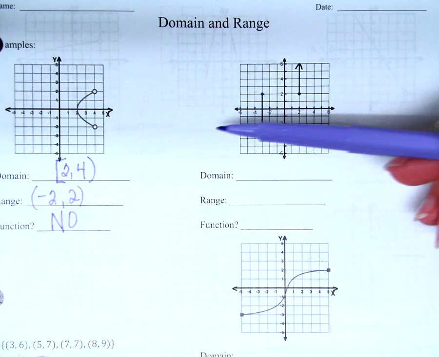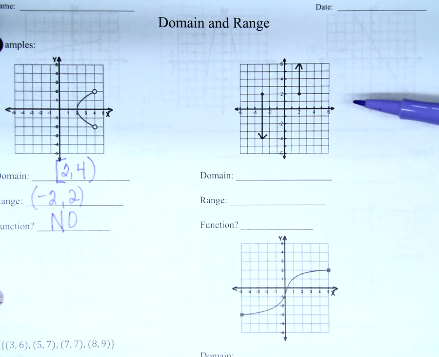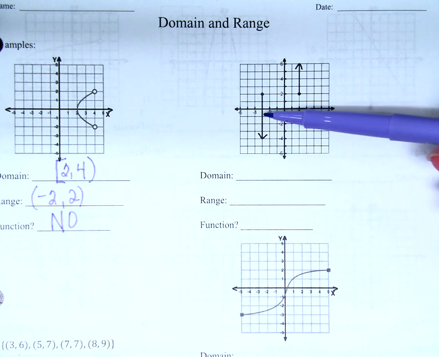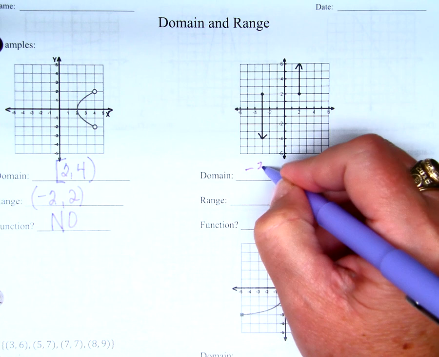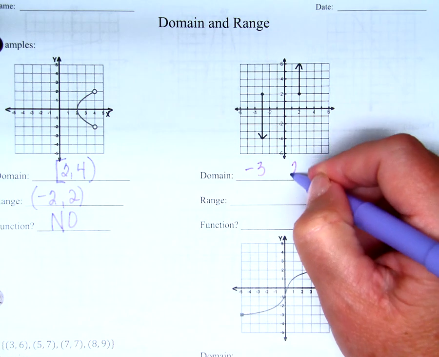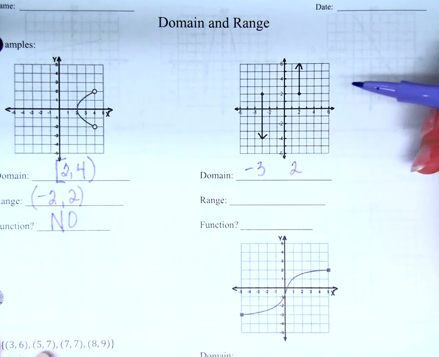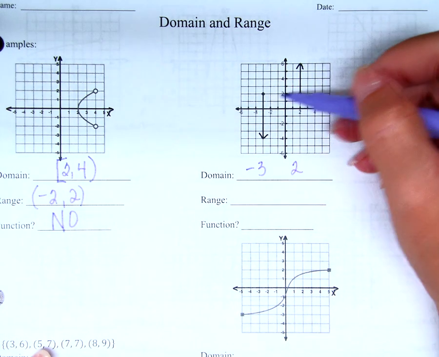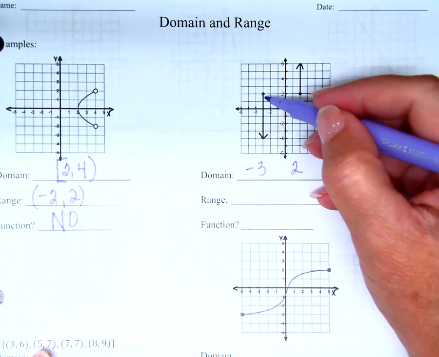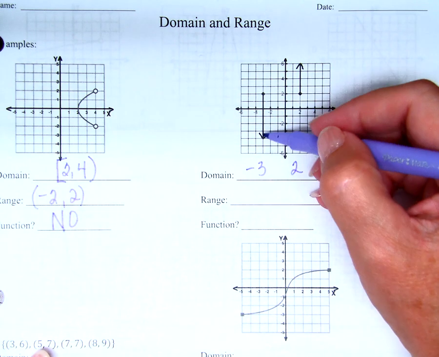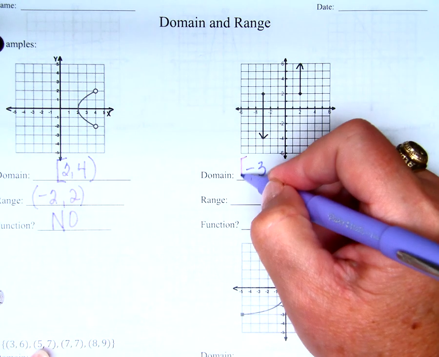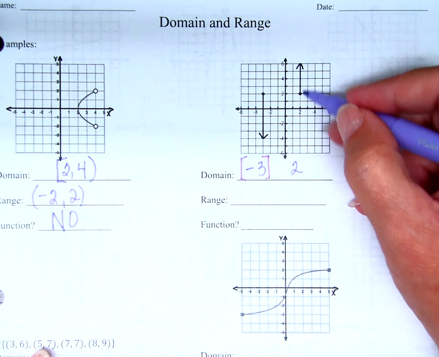Domain, how far left and how far right? Can I still kind of think that way on this example? Kind of, right? How far left does it go? Negative 3. And how far right? Positive 2. There's a huge difference though, isn't there? Is this graph connected in between negative 3 and positive 2? It's not. There's nothing in between negative 3 and positive 2. Is negative 3 included? Does this graph touch negative 3? Does this graph touch 2?